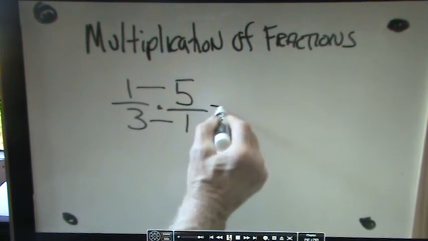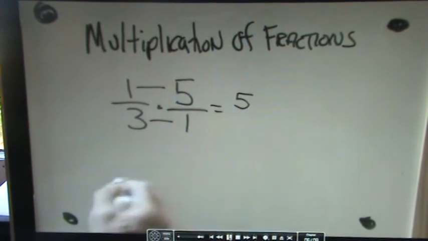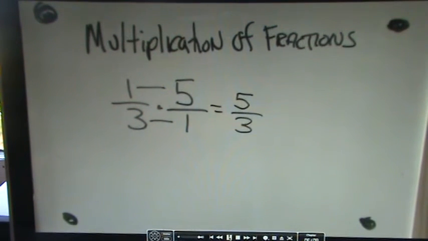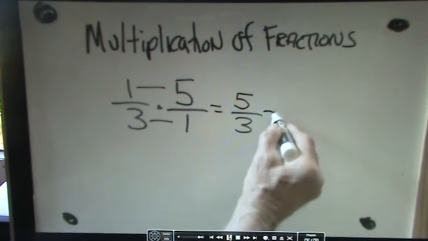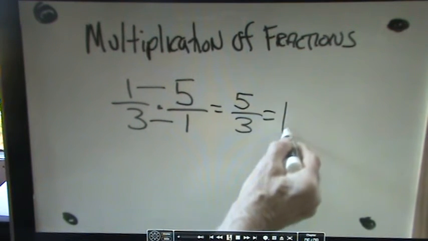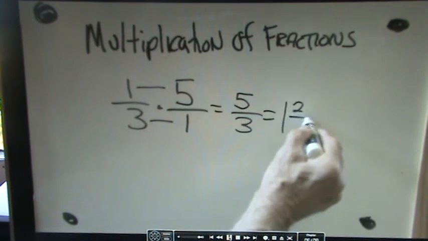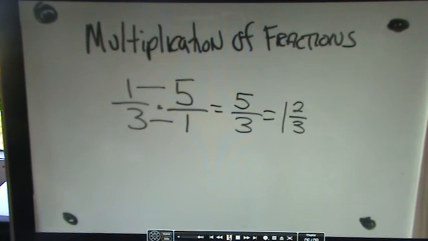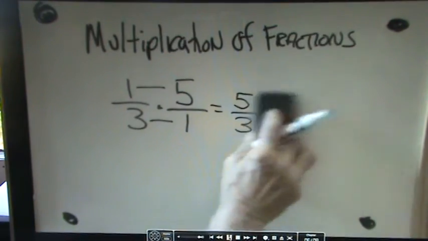1 times 5 is 5. 3 times 1 is 3. Now I have an improper fraction as an answer, so that needs to be changed to a mixed number. And we know how to do that. 3 goes into 5 one time, and 2 are left over, so it's 1 2/3. Let's put up another one.